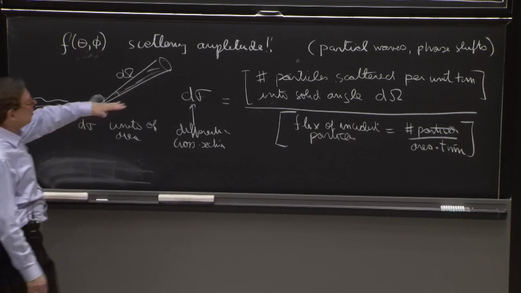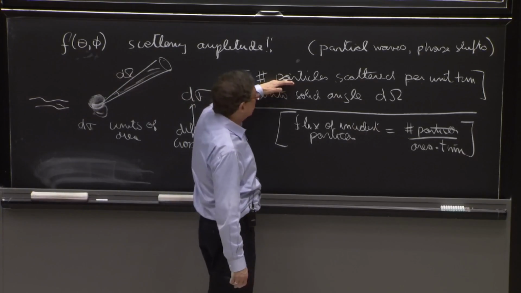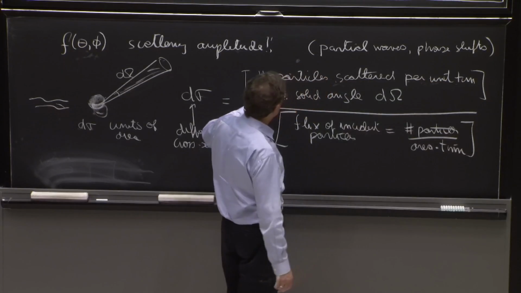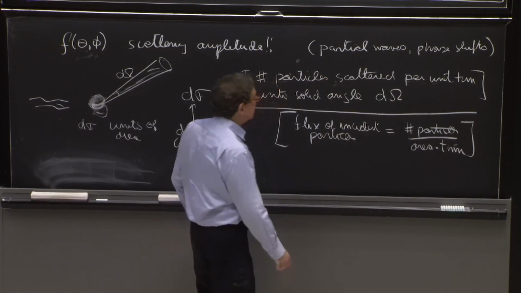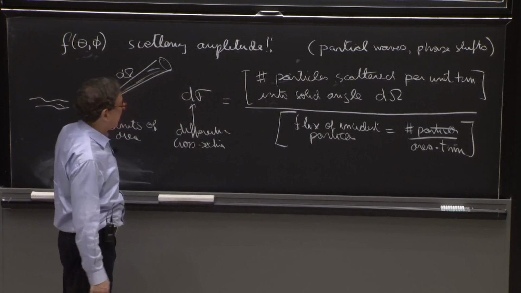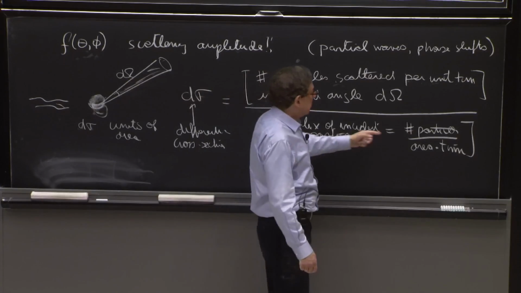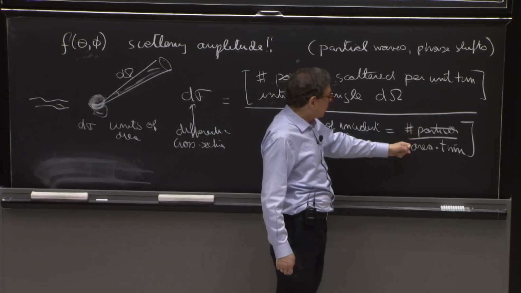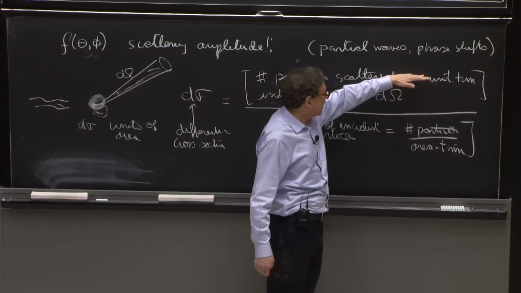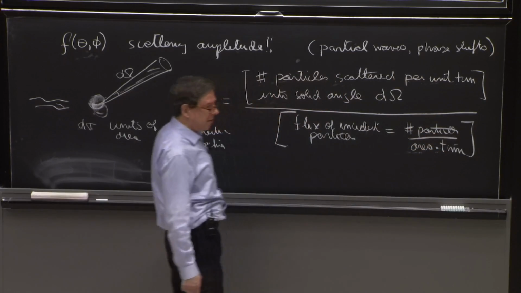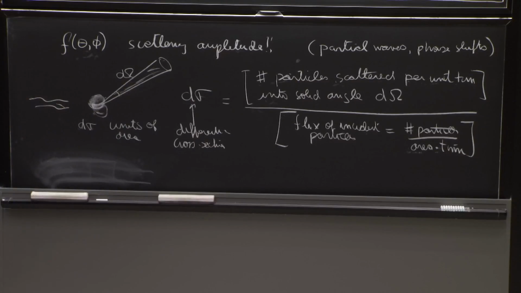Particles have no units, it's integers. Scattered per unit time is 1 over time, into the solid angle d omega, which has no units either. The flux of incident particles is particles, which has no units, over area over time. So here you had over time, here over time, they cancel. This is 1 over area. That ratio, therefore, has units of area.